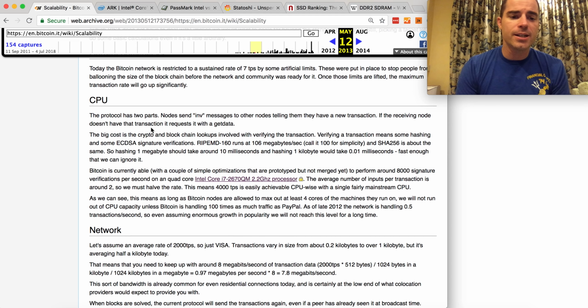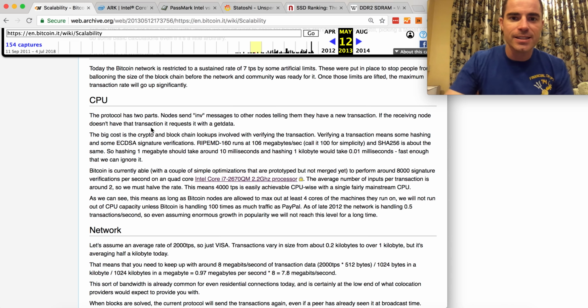So anyhow, it goes on to say, whoever wrote this, as we can see, this means as long as Bitcoin nodes are allowed to max out at least 4 cores of the machines they run on, we will not run out of CPU capacity unless Bitcoin is handling 100 times as much traffic as PayPal. As of late 2012, the network is handling half a transaction per second. Today, 6 years later, it's handling about 3 transactions per second.